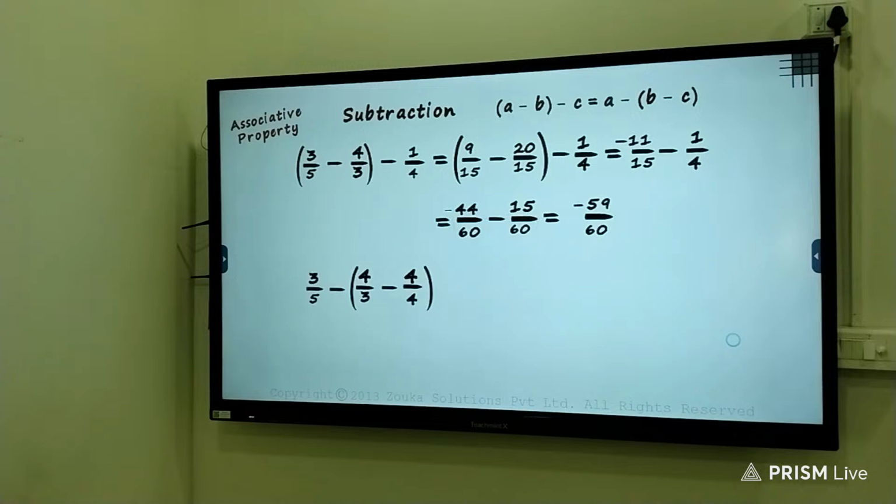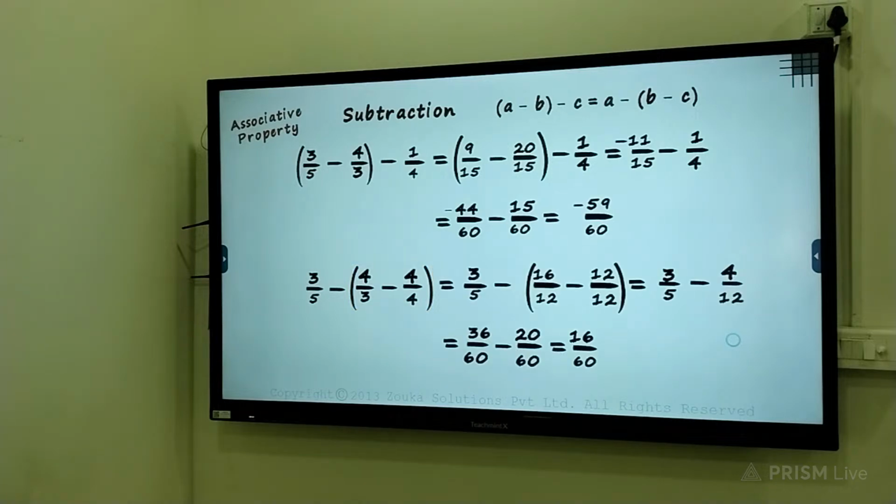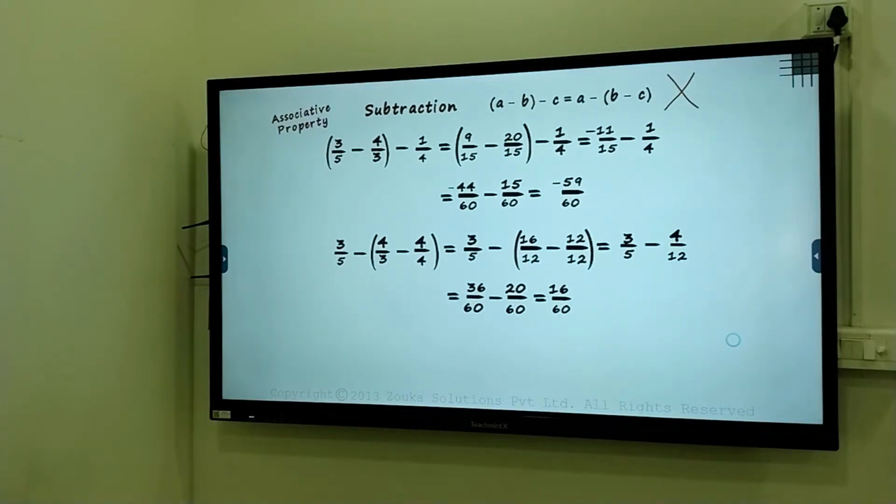Now let us group the second and the third terms. We will have to solve this part first. We get the final answer as 16 by 60. Solving the brackets, we get 4 by 12 and solving this, we get 16 by 60. Is that equal to minus 59 by 60? No, so we can say the associative property is not satisfied for subtraction of rational numbers. And if you experiment a bit more with rational numbers, you will know that the associative property is satisfied with multiplication and not satisfied with division.